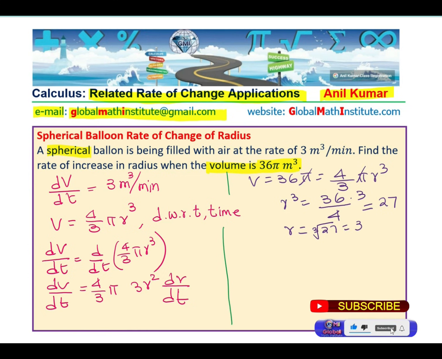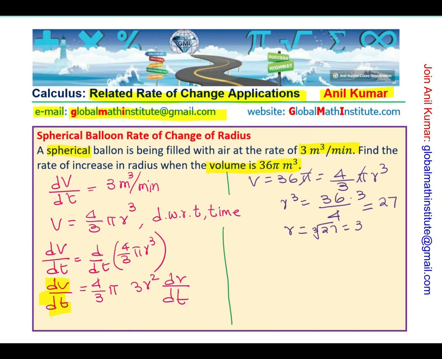We know dV/dt is equal to what? dV/dt is given to you as rate of change of volume of 3 meter cube. So I'm writing 3 for that. And we got 4 by 3 pi. And this 3 also I'm cancelling now, correct? R square means 3 square.